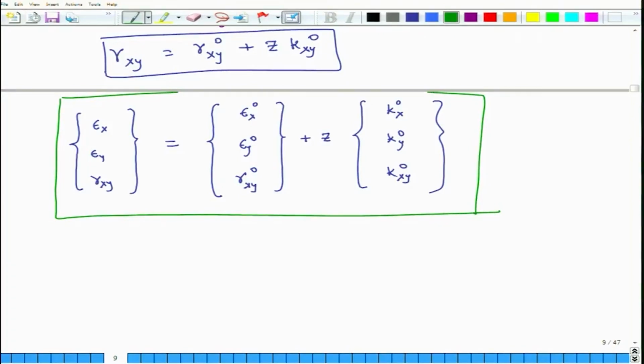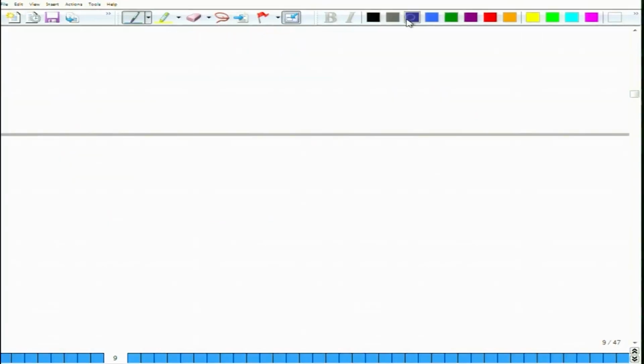So, this concludes our discussion on strain displacement relations. Next, what we will discuss are stresses in laminates and how they vary. So, our next topic is stresses in laminates.